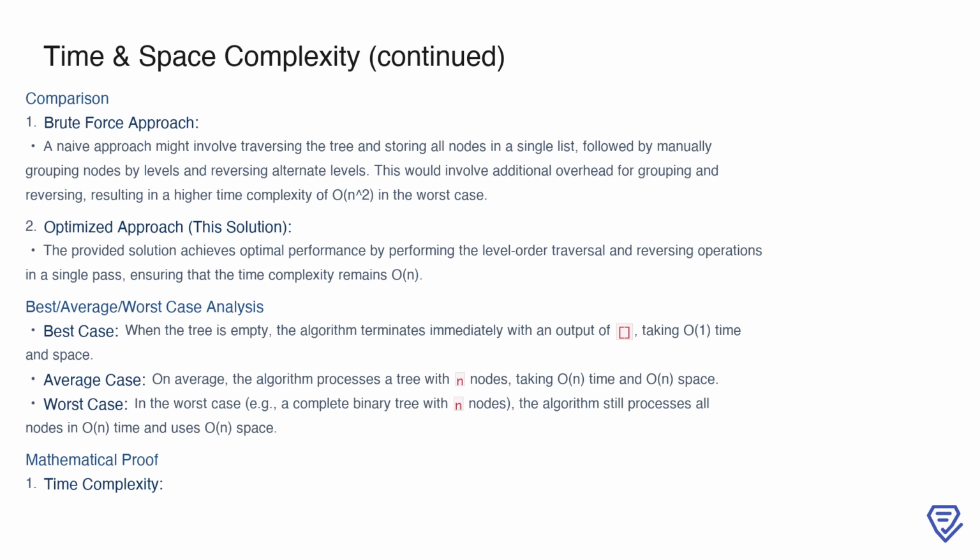When we consider different scenarios, the best case occurs when the tree is empty, where the algorithm terminates immediately with an output of an empty list, requiring 1 time and space.